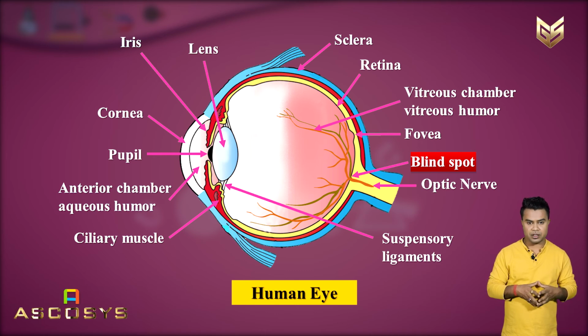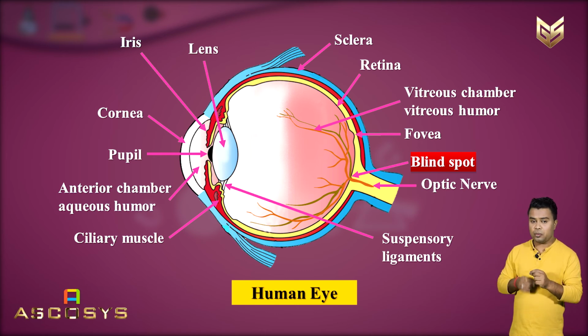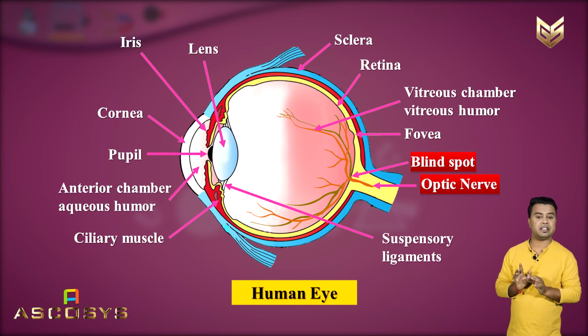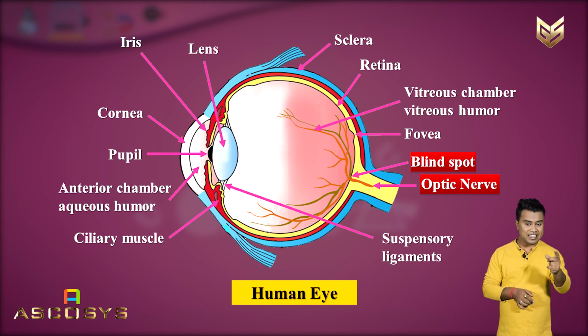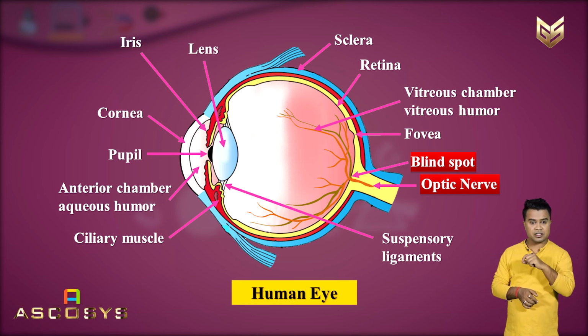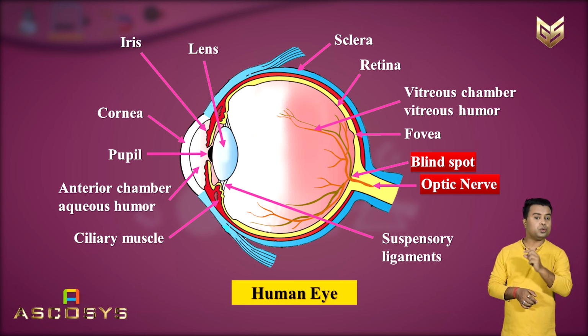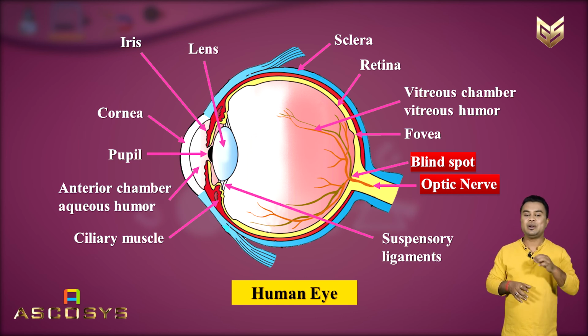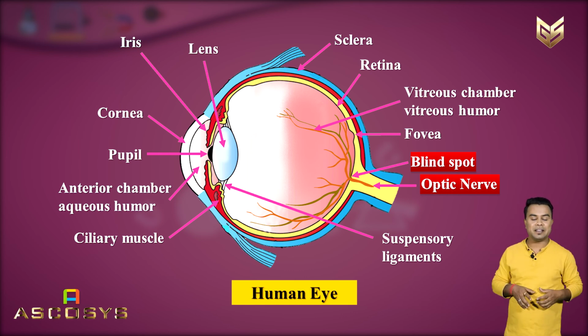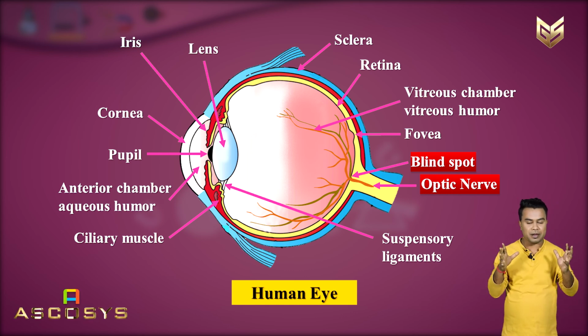What is this blind spot? It is the point where the optical nerve leaves. There is no optical nerve present there. It is the spot where there are no rods and cones, there are no photodetectors. So if light comes and converges through the convex lens onto the blind spot, you are not going to see an image. Why? Because since there is no optical nerve at that point, it will not send any signal to the brain. So the image will not be seen by you.